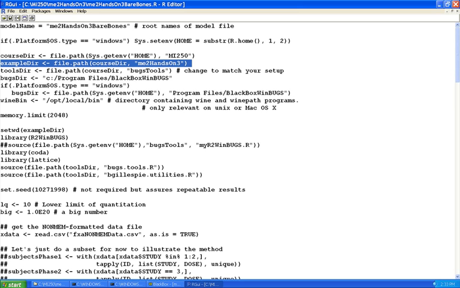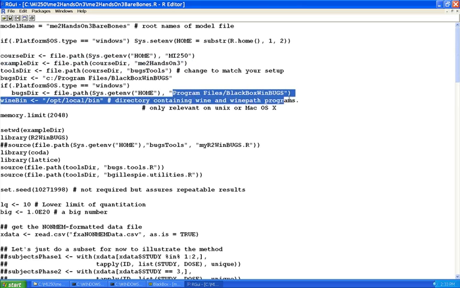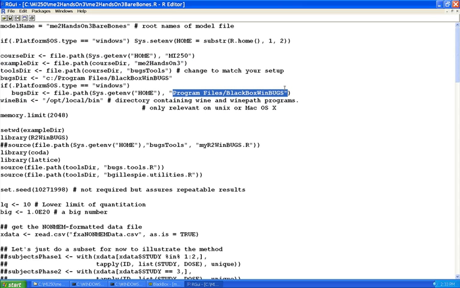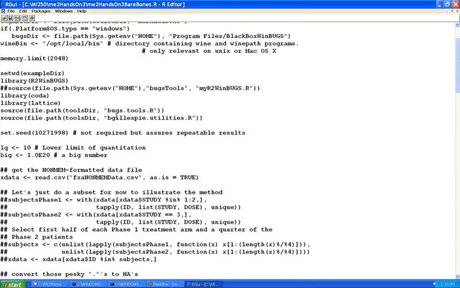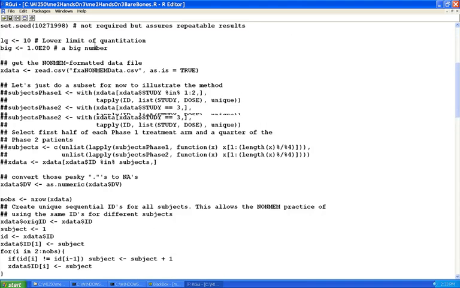Again, I should be careful. The other difference here is that now I'm using this black box WinBUGS, which is the black box component builder containing WinBUGS and the BUGS model library. So I've changed the BUGS directory we're using. Most of the rest of that is pretty much about the same until we get about here.